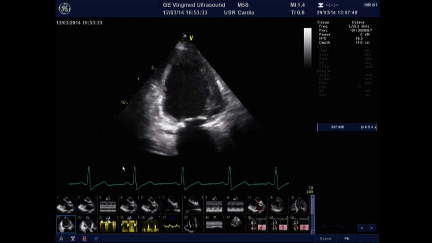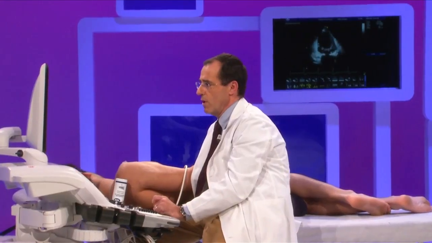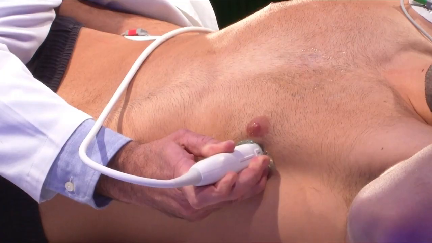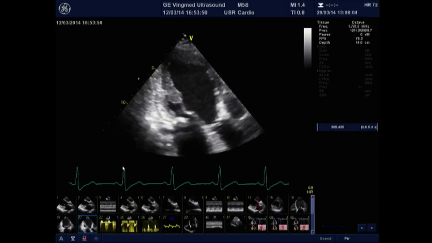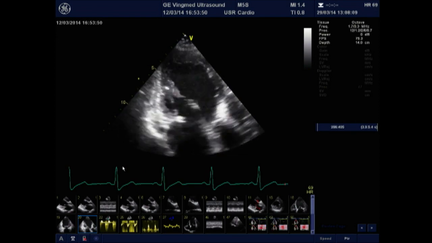two-chamber view. I would say the inferior wall is akinetic. Perhaps he had an inferior myocardial infarction. And the three-chamber view confirms our overall previous impression.